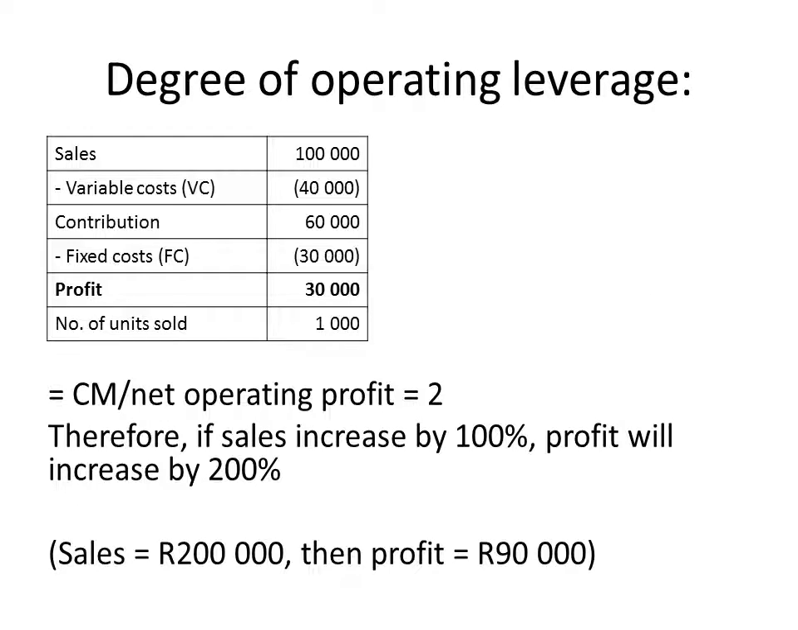So let's look at an example. Here's our income statement again. So our degree of operating leverage is contribution of 60,000 divided by net operating profit of 30,000, which is 2. Therefore, if our sales increase by 100%, our profit will increase by 2 times 100%, which is 200%. So if sales goes up by 100%, it will be 200,000 Rand. Profit will increase by 200%. So what is 30,000 increased by 200%? Well, it's 90,000.